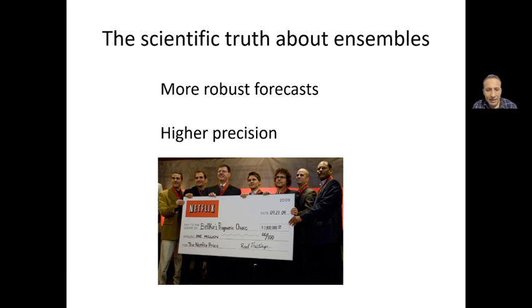This is the prize. I think it's $1 million for these people who found a better forecast by using an ensemble. The scientific truth about ensembles is that they are more robust forecasts because they are using not just one but many. That is exactly the case that we are using for the R rate of the pandemic, using different types of forecasts in order to forecast a single one, and they provide higher precision and fewer errors.